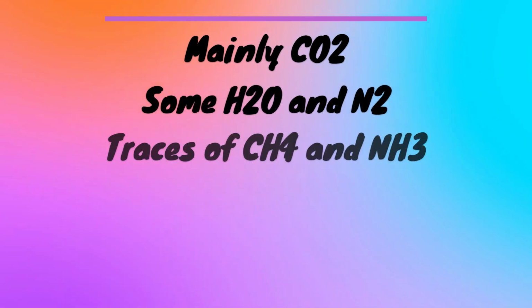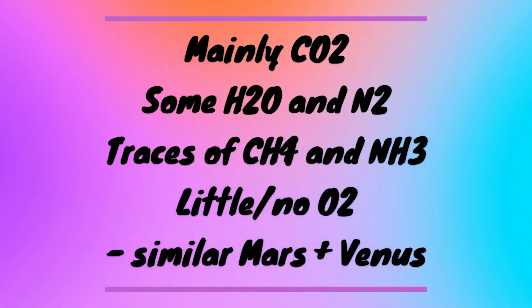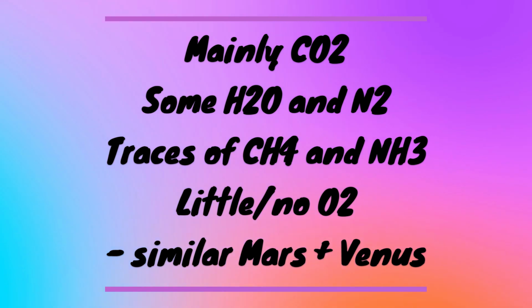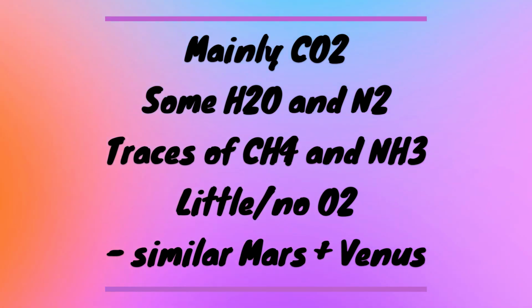So about 1 billion years later, the Earth stabilised and the atmosphere was mainly CO2, some water vapour and nitrogen, just traces of methane and ammonia, and with little or no oxygen. And this is similar to the atmospheres of Mars and Venus today, with lots of carbon dioxide and very little oxygen, and it remained like this for a very long time.